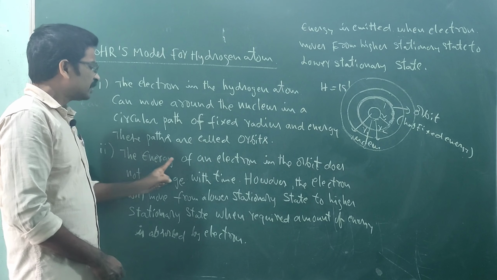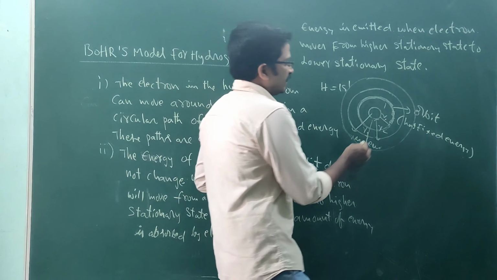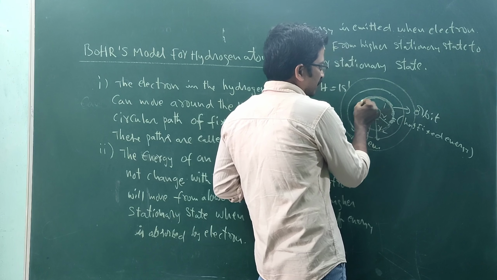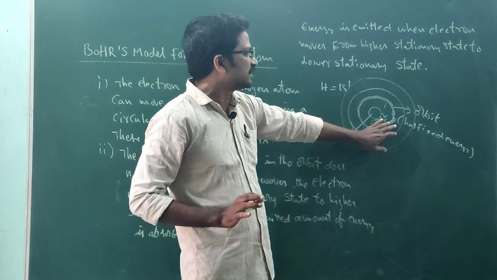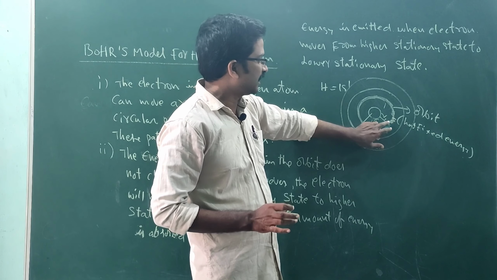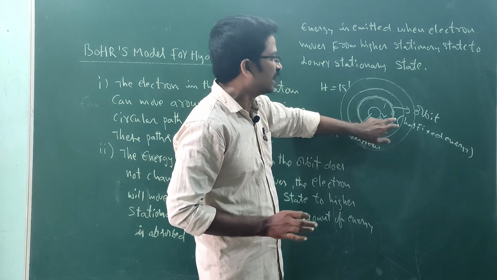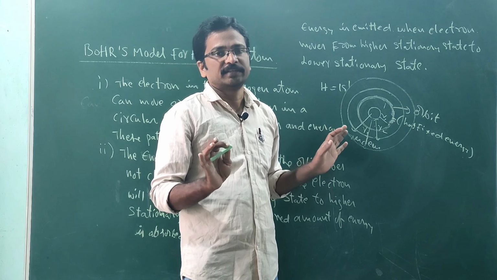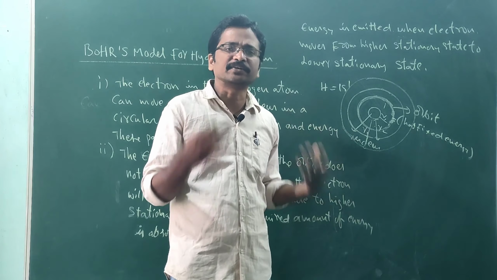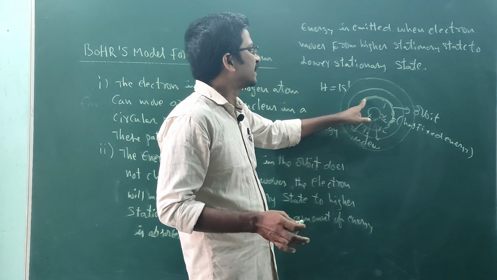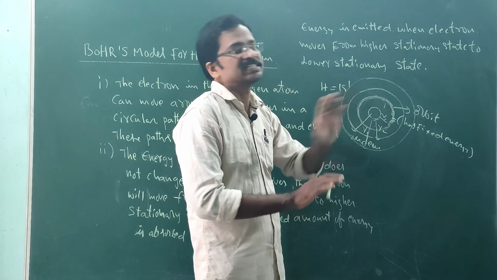Second point: the energy of an electron in an orbit does not change with time. Let us take an electron revolving around the nucleus like this. The energy of the electron does not change whenever it revolves in this circular path. Whether it is 3 days, 10 days, 10 years or 20 years, whenever the electron moves in a circular orbit at a particular path, its energy does not change.